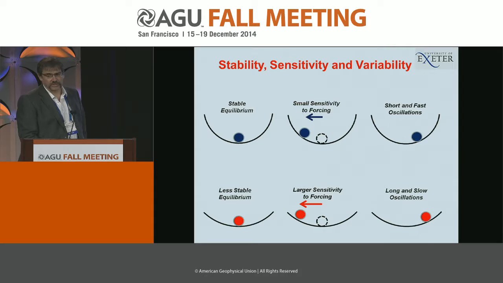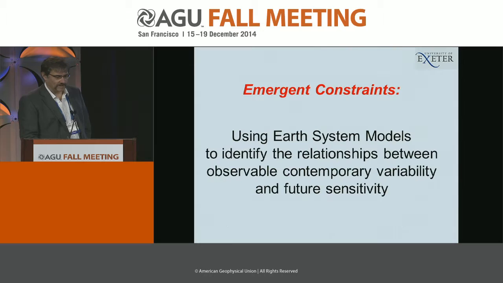But how about if we did the simpler thing and just say, well, given that, let's assume the bowl has got the same shape the whole time, can we use the variability to tell us how steep the sides of the bowl are, and therefore how the sensitivity to forcing works? And that's the basic idea. So this would be a complicated fluctuation dissipation theorem if I could do it, but it's simple balls in a bowl because I can't. Okay, so emerging constraints then.